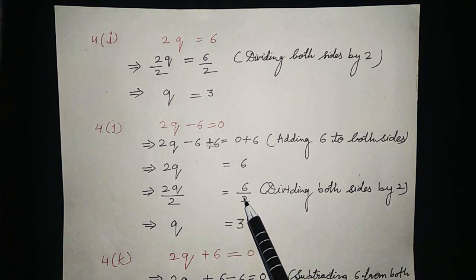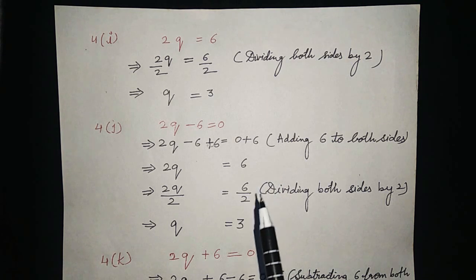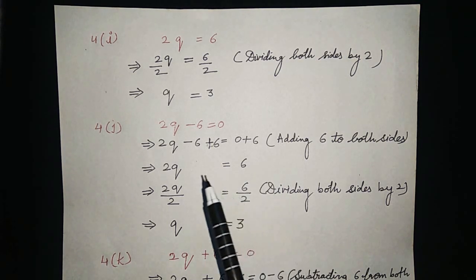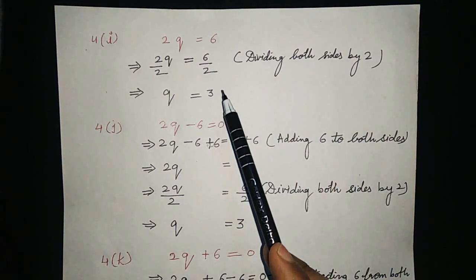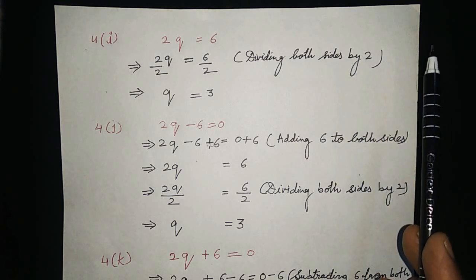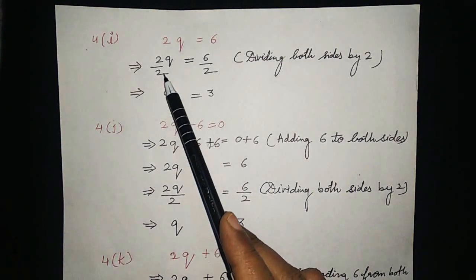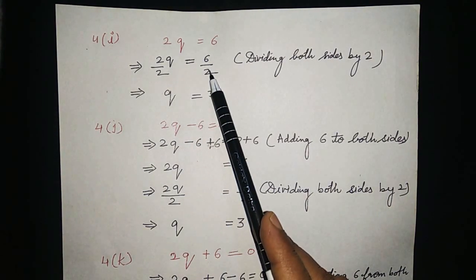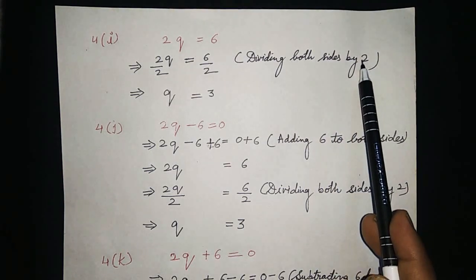And one more thing you have to do in every part of every question, because here you have got an instruction in the question that you have to write steps also. So whatever you are doing, you have to mention in the bracket in front of the step. So here you can see we have divided both the sides by 2. So you will write dividing both the sides by 2.